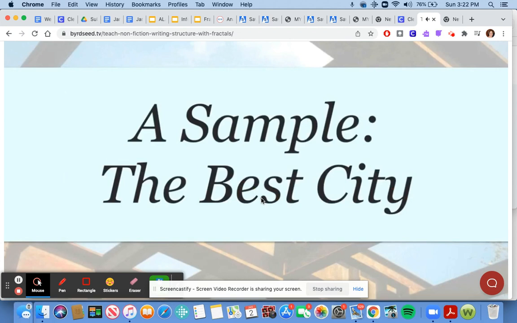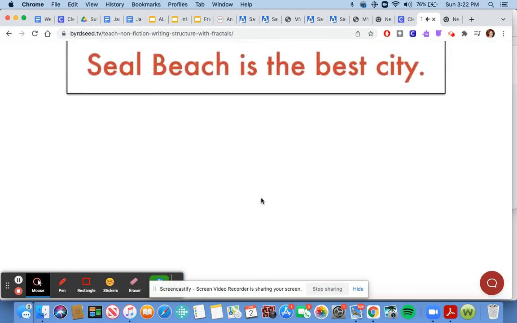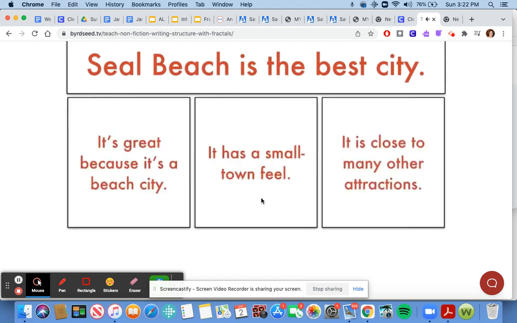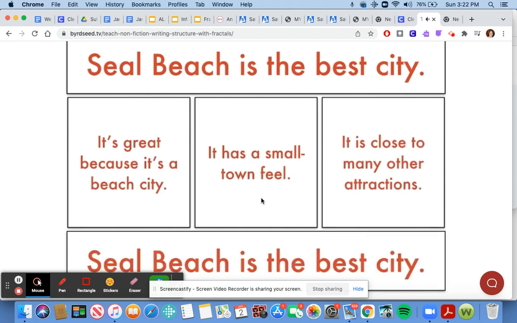I'm going to write about why Seal Beach, California is the best city. It also happens to be the city I live in. My introductory paragraph is going to be about how Seal Beach is the best city, and then I'll have 3 body paragraphs, and each one will focus on a different topic about why Seal Beach is the best. And then I'll have a concluding paragraph that wraps it all up. And for right now, that's all we're going to do with our introduction and concluding paragraphs.